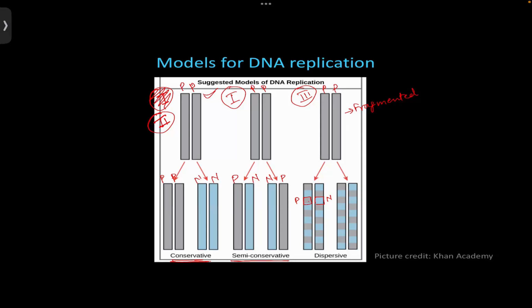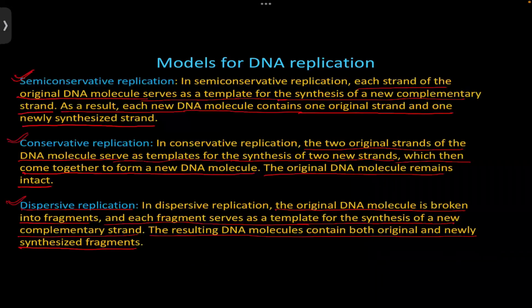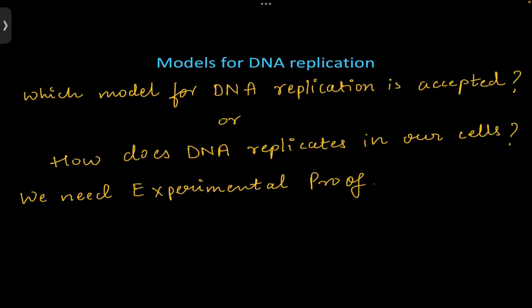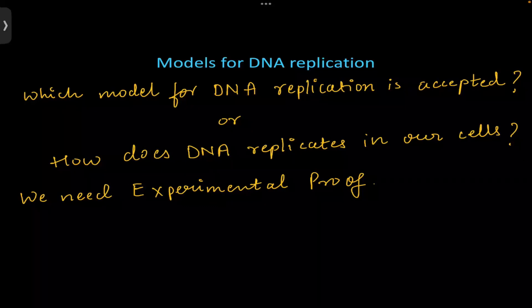So we saw all the three models: semi-conservative, conservative, and dispersive replication models. Now we have to know which model is actually the accepted one, the universally accepted model for how DNA replicates in the cells. So we need an experimental proof which shows which of these models is actually seen in nature.